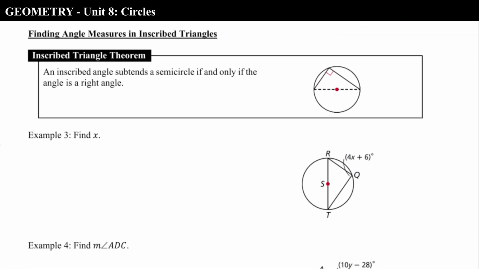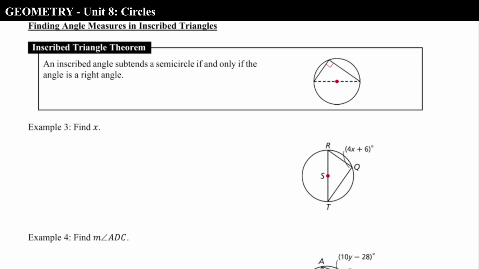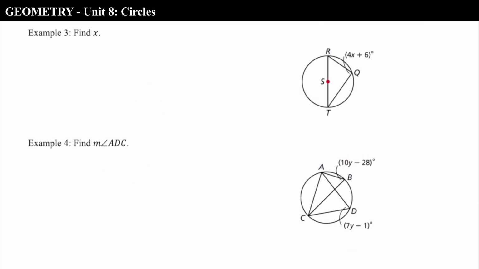All right, how about finding angle measures in inscribed triangles? An inscribed angle subtends a semicircle if and only if the angle is a right angle. So if we have two chords that intercept a semicircle, then we have created a right triangle. So let's look at this in some examples.